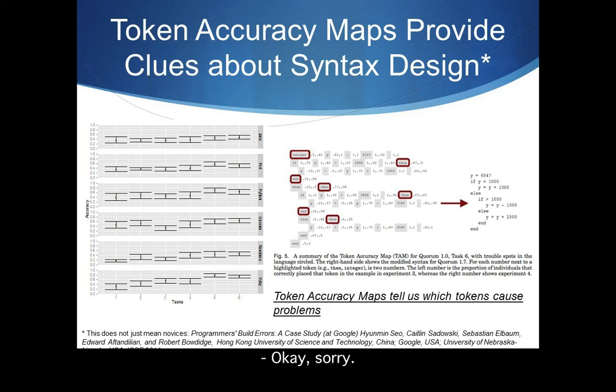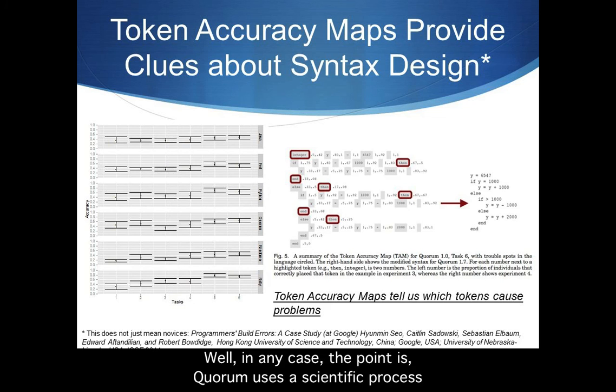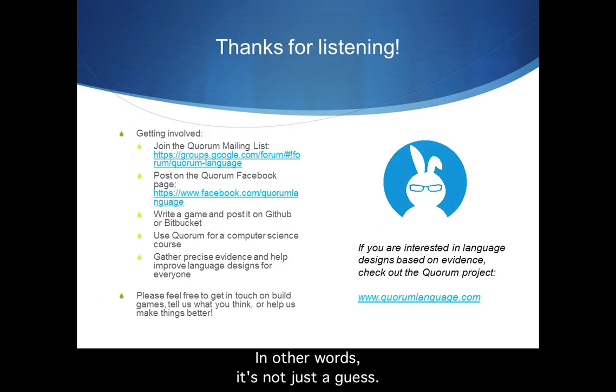Okay, sorry. Well, in any case, the point is Quorum uses a scientific process that's vetted by a community to try to gather evidence on what is easy or not easy to use for actual people, including those with disabilities. In other words, it's not just a guess.